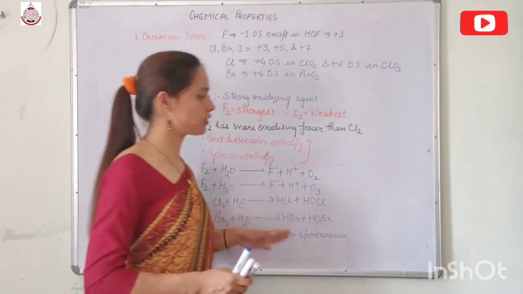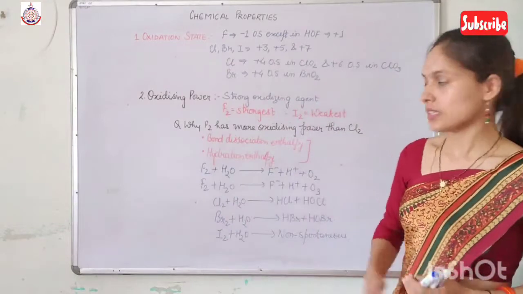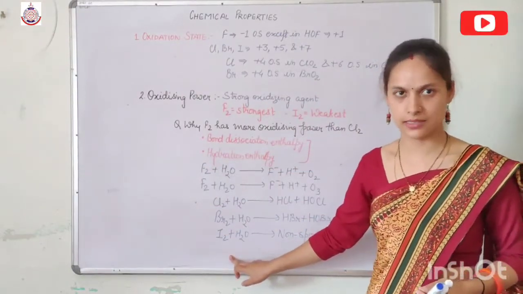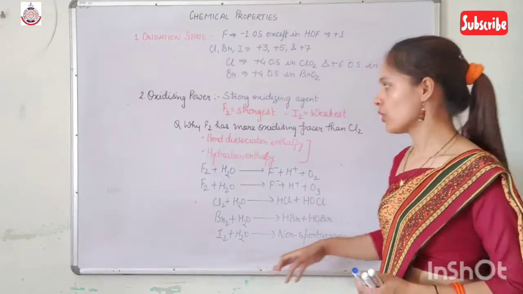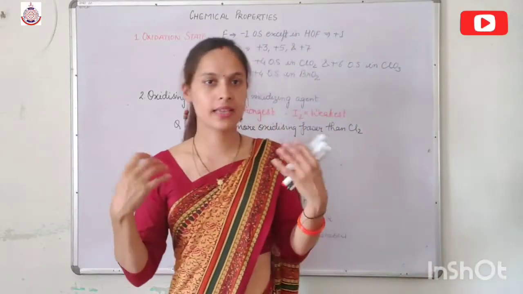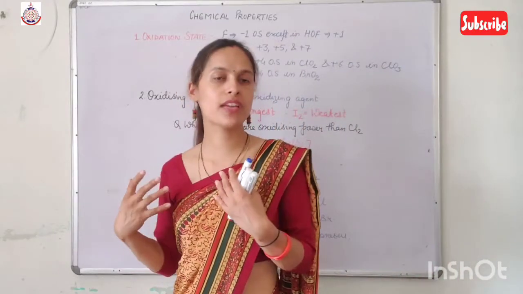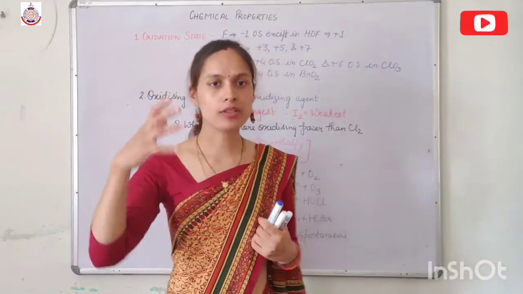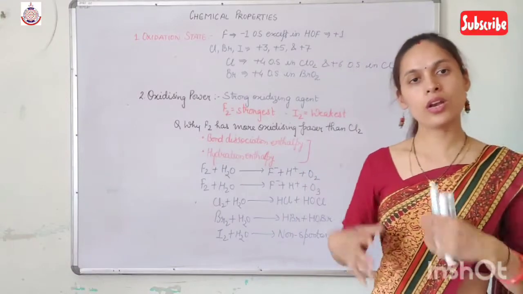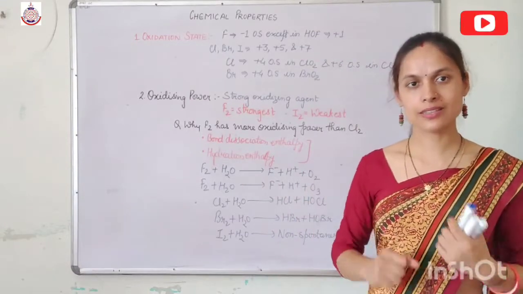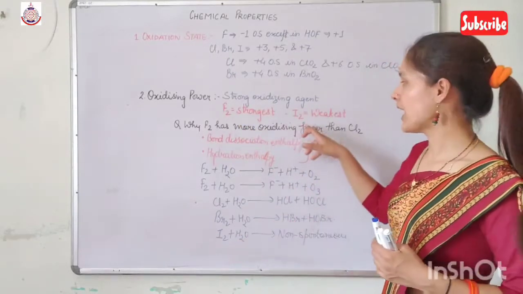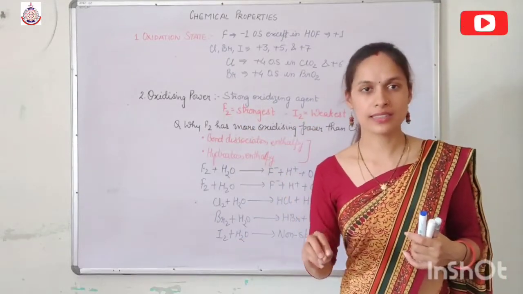So from this reaction also we get to know that on moving from F2 to I2, the oxidizing power decreases. Halogens have a very strong tendency to accept an extra electron, therefore they have a very strong oxidizing power, and because down the group electron gain enthalpy becomes less and less negative, the oxidizing power also decreases. Because of this, F2 acts as the strongest oxidizing agent while I2 acts as the weakest oxidizing agent.